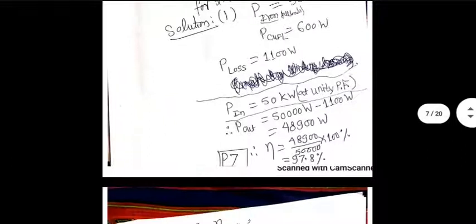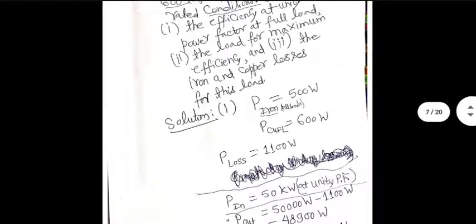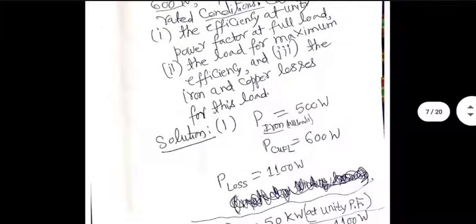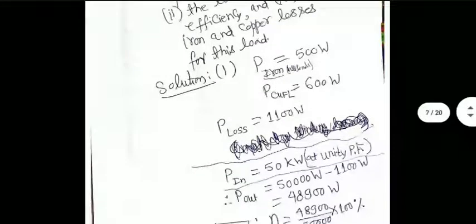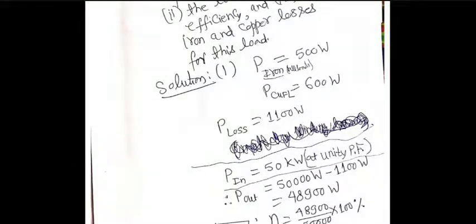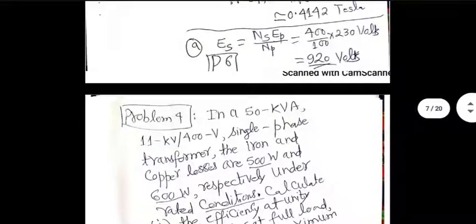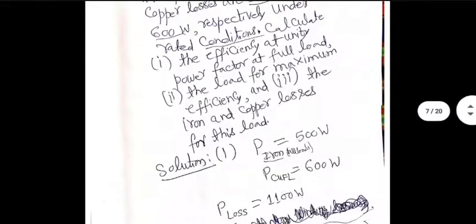Anyway, before that, I have made loss calculations. Iron loss is 500 watt, copper loss at full load is 600 watt. So the total loss at full load is 1100 watt, right? That's not an issue. It's very easy to figure out. P input, assuming unity power factor, will be simply 50 kW at full load.